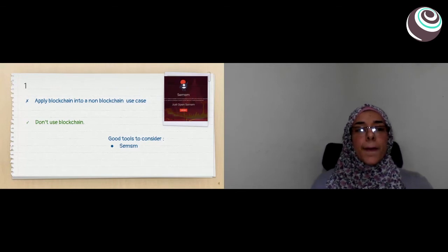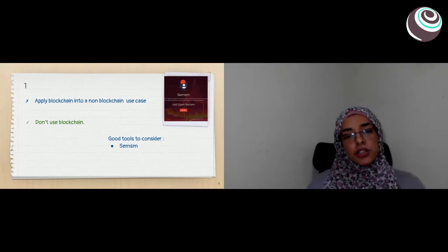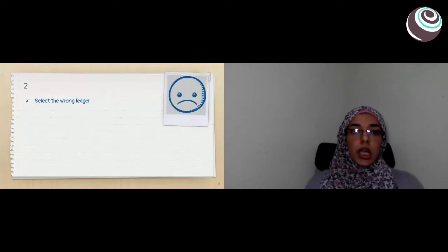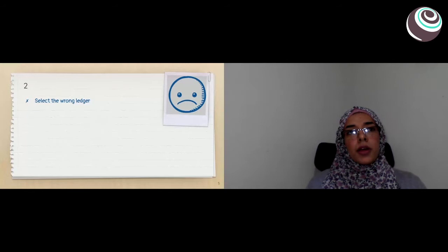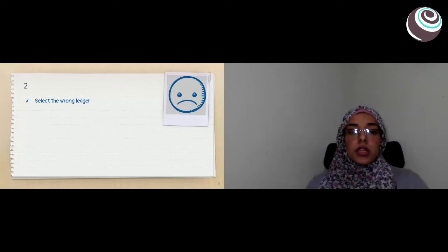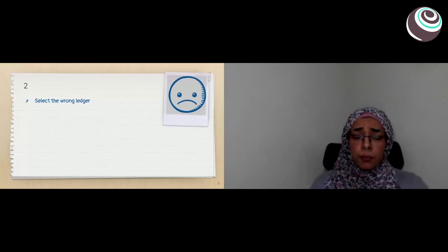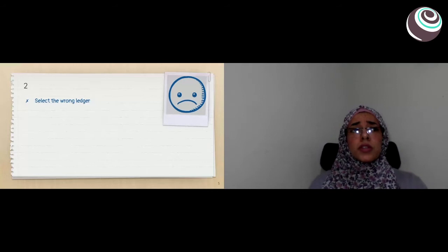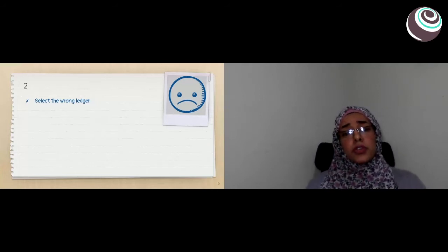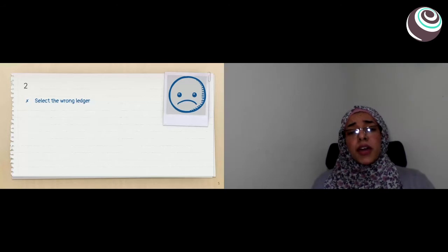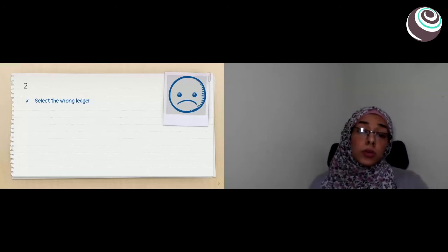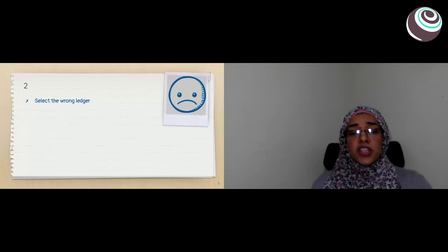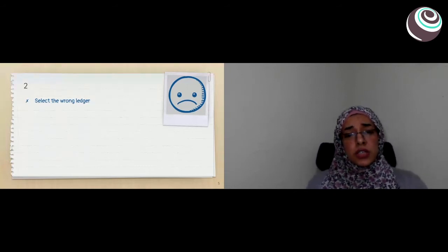The second mistake here is selecting the wrong ledger or selecting the wrong network. And this is a very tricky mistake because it requires a deep grasp of the currently available networks. So for example, if you are building a game which requires fast transactions with low cost, and you choose to build this project using the Ethereum main network rather than other networks like Matic, Tron, Loom network, or any network that provides fast transactions with lower cost, your choice here is not good.